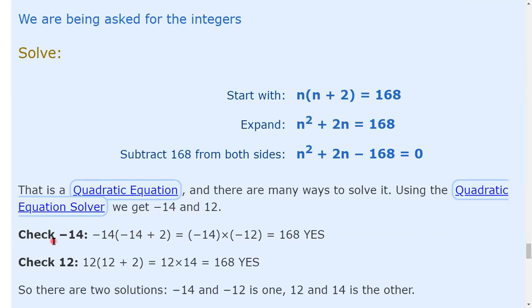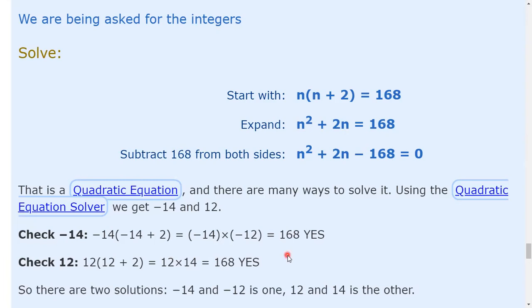Now we check with minus 14 and 12. These are the two consecutive numbers. He was not saying that it must be positive. If we are starting from minus 14, the next will be minus 12, and we'll get the product 168. Check 12: if we put 12, then 12 plus 2 is 14. 12 and 14, once again you will get this, because the choice is given, they're not saying negative. So these are the consecutive integers.